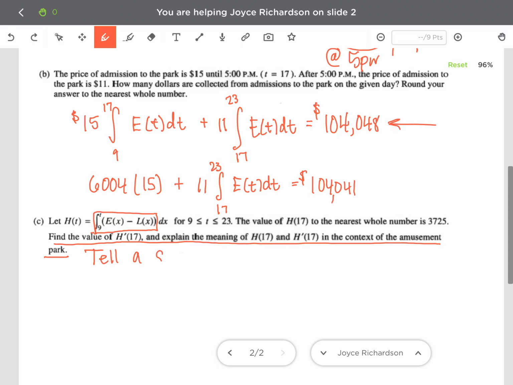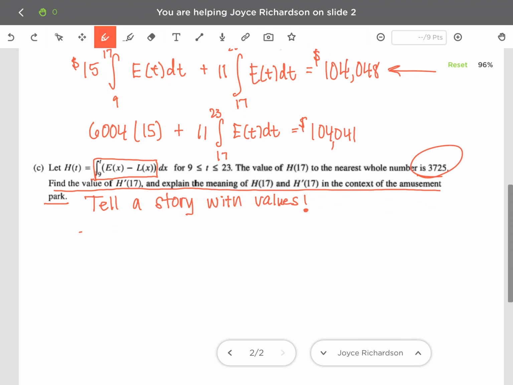So h of 17 is the amount of people in the park, and h prime of 17 represents how the number of people in the park was changing, or the change in the number of people in the park. Use the values they're giving you. They gave you that number. So tell a story with values that you calculated or they gave you.